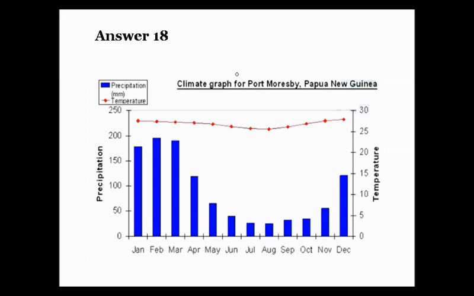Last but not the least, it reached the highest point in February at 200 millimeters, but fell dramatically later, ending at 25 millimeters in August. In conclusion, the precipitation increased gradually to more than 100 millimeters in December.